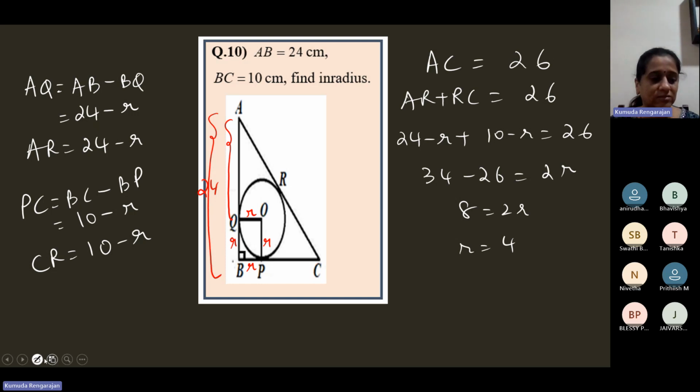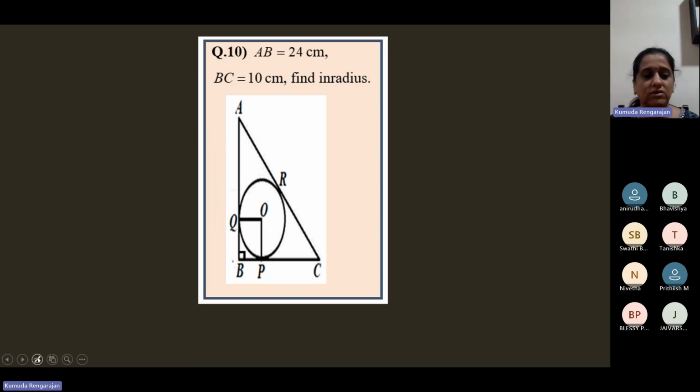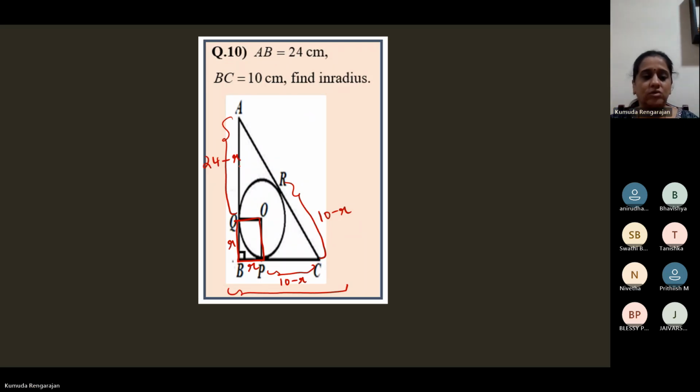Without writing, I'll just mark it in the diagram, so it's easier to remember. This one is a square. This is R, this is R. The whole thing is 10, so this is going to be 10 minus R. If this is 10 minus R, this one is 10 minus R. CP is equal to CR. This is R, but the whole thing is 24. AB is 24, so AQ will be 24 minus R. If AQ is 24 minus R, AR is also 24 minus R.